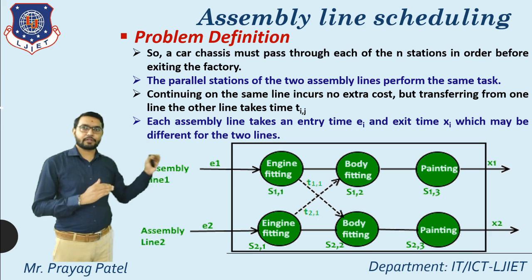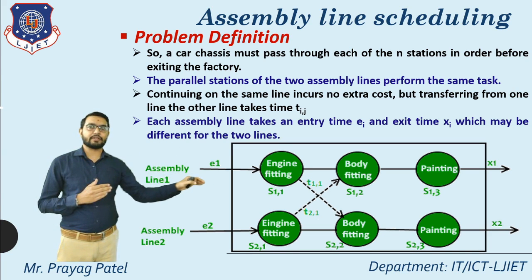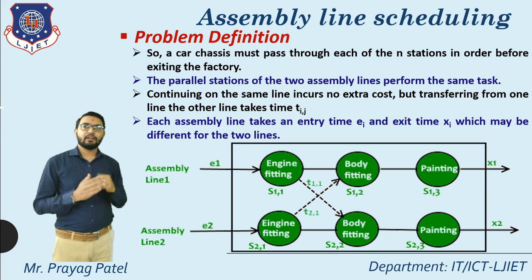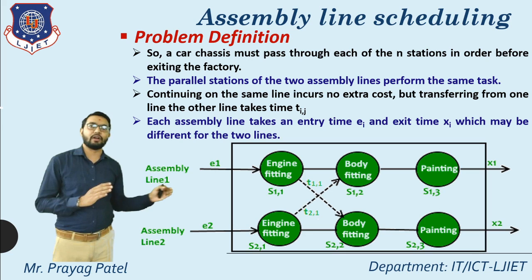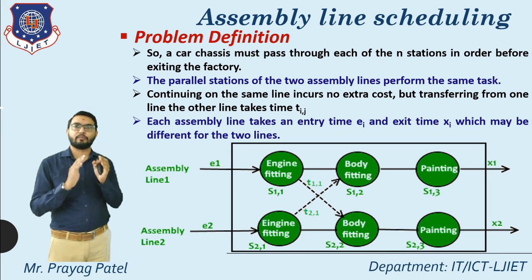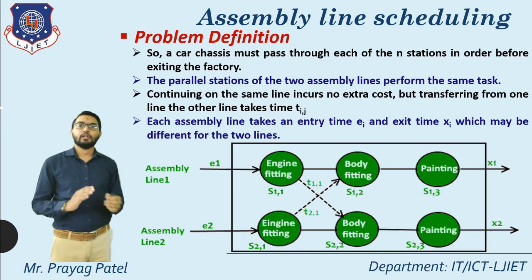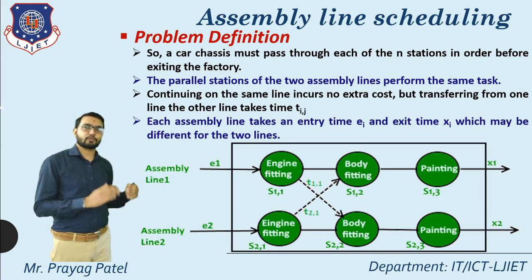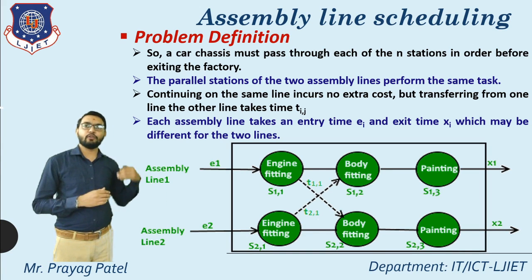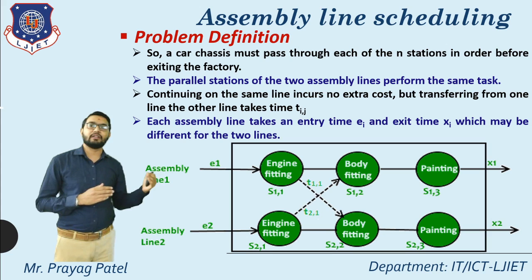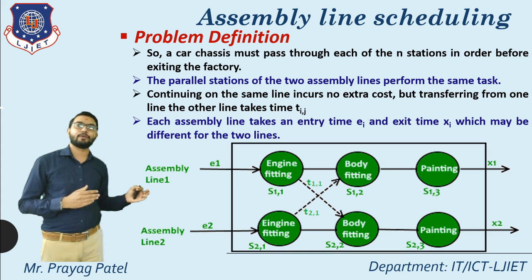If you perform the first operation on the first line and move to the second operation on the second line, then you consider the cost or time as t of 1 for moving from line 1 to line 2. In the same way, if you perform the first operation in line 2 and then the next operation in line 1, the cost is also t of 1.